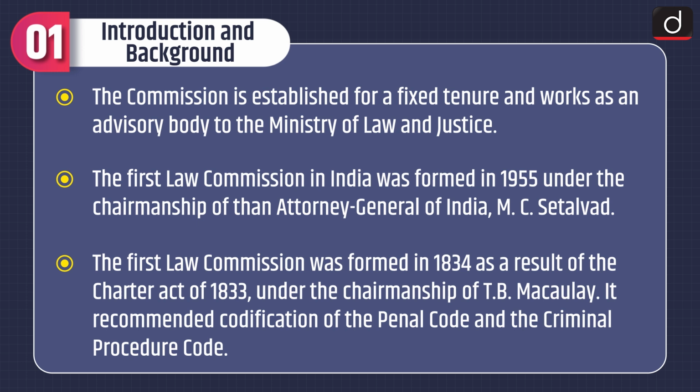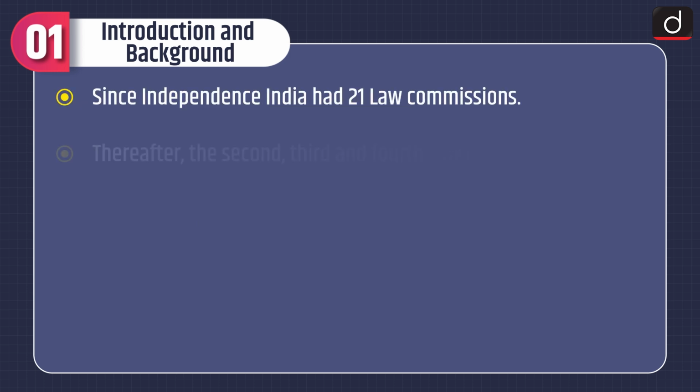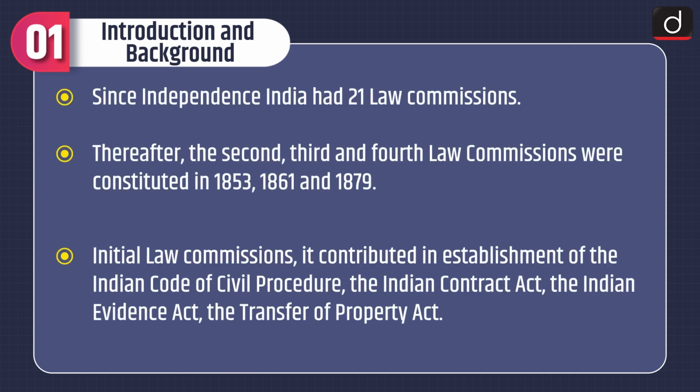Justice. The first Law Commission in India was formed in 1955 under the chairmanship of then Attorney General of India M.C. Setalvad. The first Law Commission was formed in 1834 as a result of the Charter Act of 1833 under the chairmanship of T.B. Macaulay. It recommended codification of the Penal Code and the Criminal Procedure Code. Since independence, India had 21 Law Commissions.